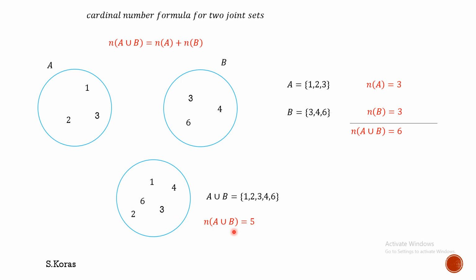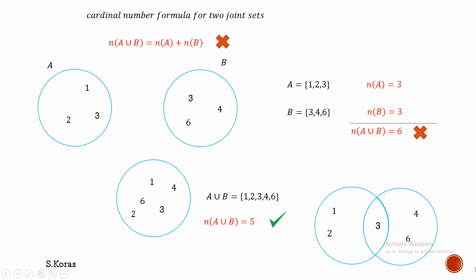This is the reality. But here we have 6. So this 5 is correct, the 6 is not correct. Hence, the formula is also not correct. So, the formula which is used for two disjoint sets is not working for two joint sets. First of all, you may think these two sets are disjoint, but the representation is not in the correct way. The real representation should be in this way, like this. So, this is our A union B.